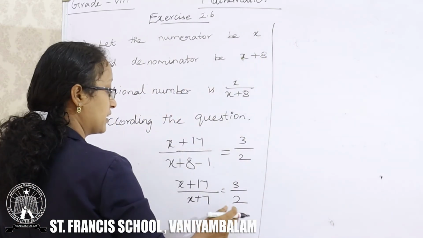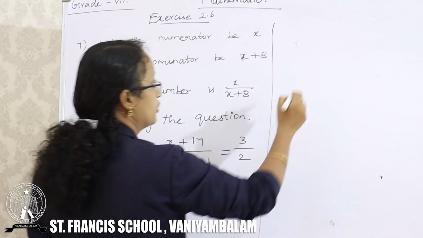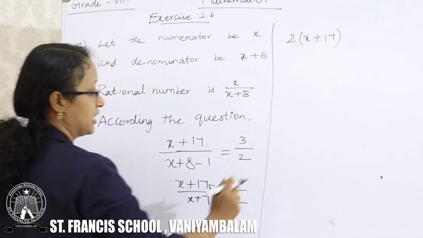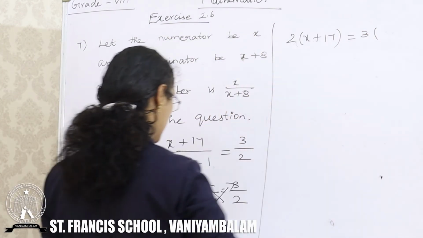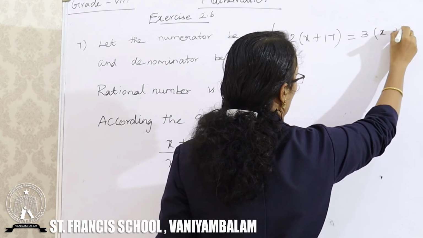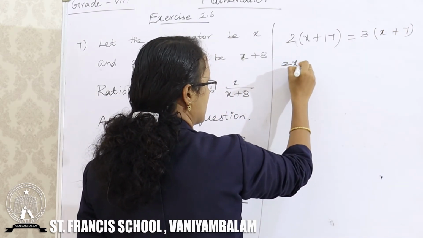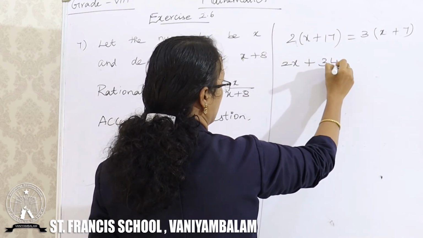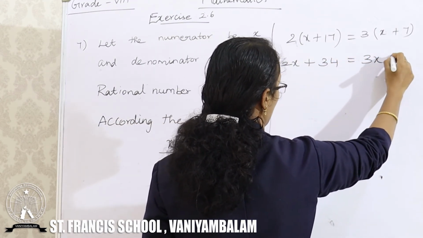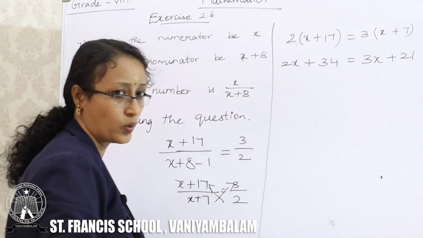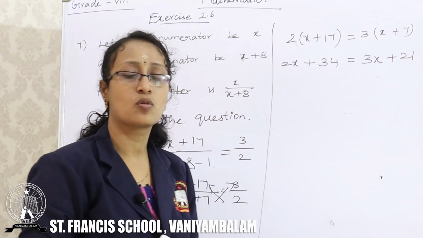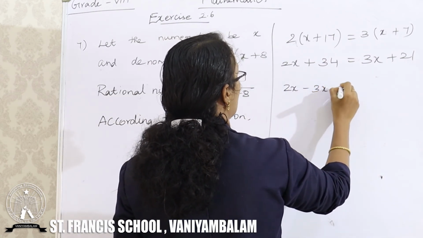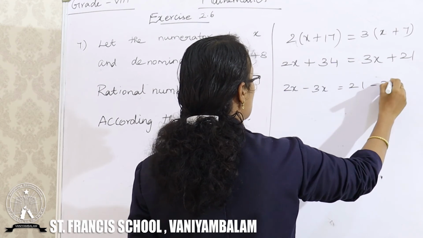Next you can cross multiply now. 2 into x plus 17 is equal to 3 into x plus 7. Now you will multiply inside the brackets. So 2 into x is 2x plus 2 into 17 is 34 is equal to 3 into x is 3x plus 3 into 7 is 21. Now you will take the variables on one side and constants on the other side. So 2x minus 3x is equal to 21 minus 34.